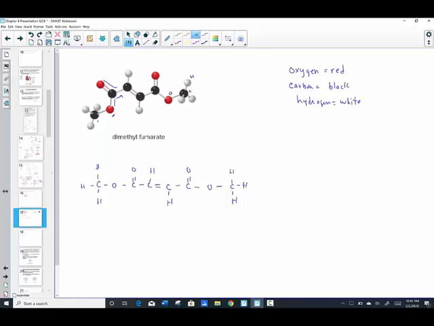Now I want to carefully consider, especially for oxygen, I want to make sure it has 2 bonds, 2 dots. 2 bonds, 2 dots. And here's another set. And finally there, 2 bonds, 2 dots.